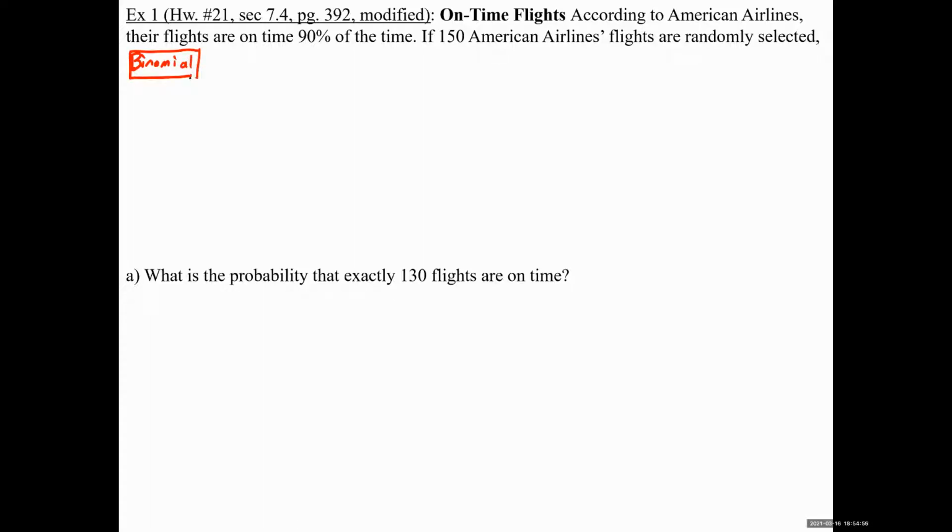I'm going to put in a box. I always put in a box. I don't know why. You don't have to do that. Anyway, binomial. Then you're going to write down n. Okay, someone tell me what n is. What number is it in this problem?